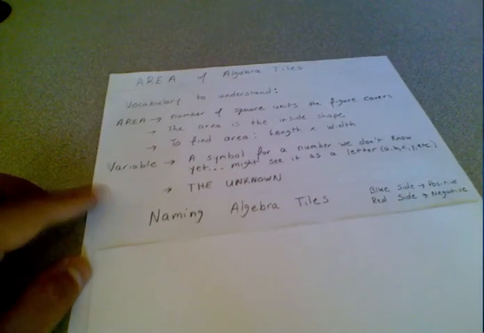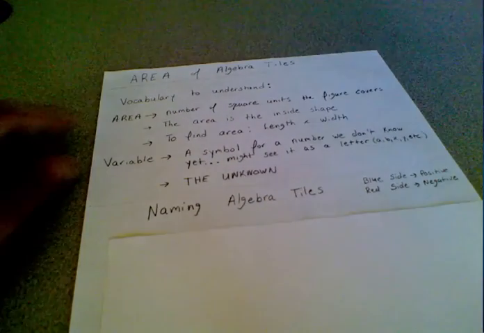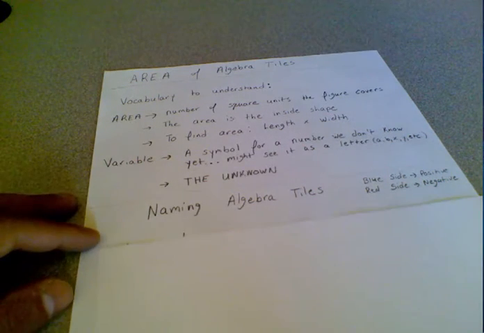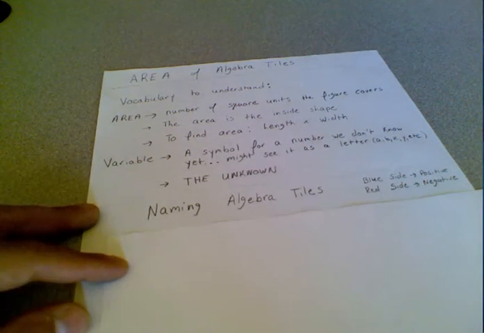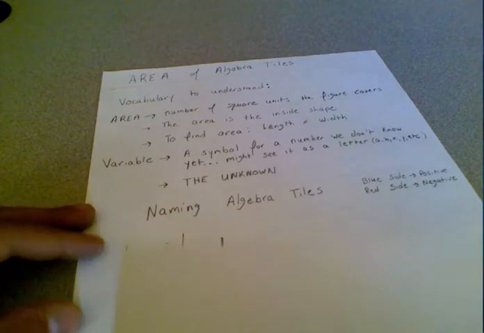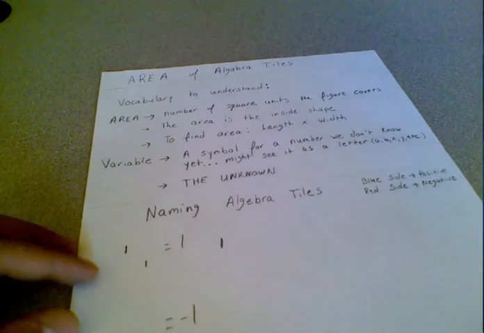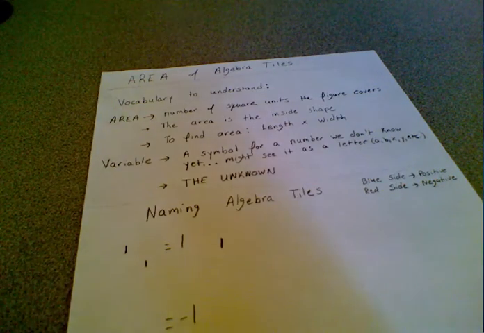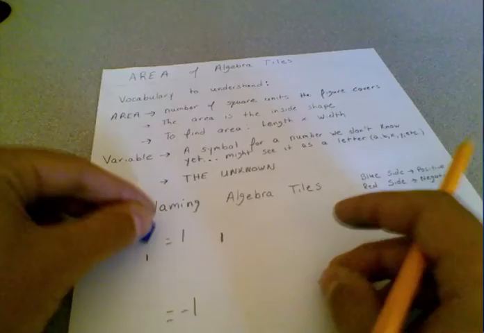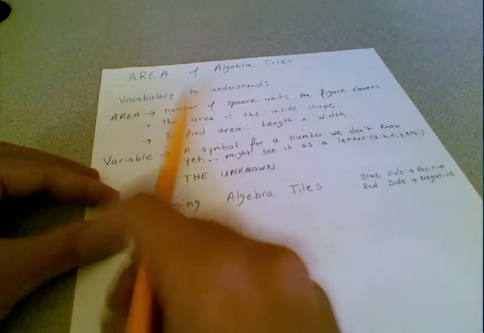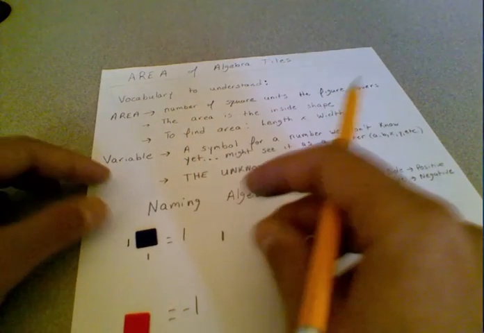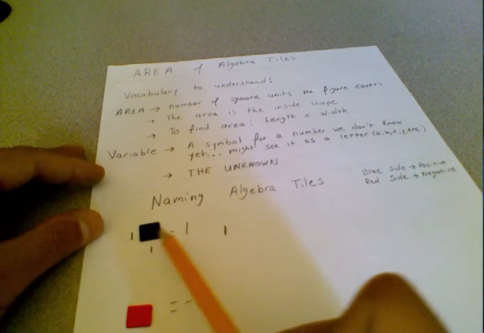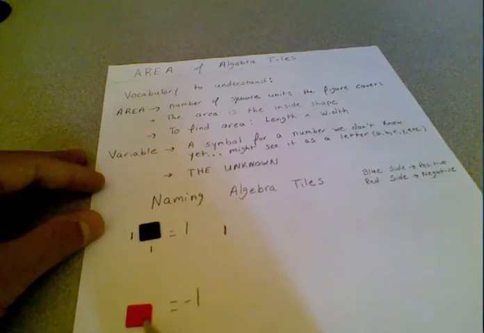All right, naming algebra tiles. So again, if you need to pause that area and variable to write that down, please do so. We're going to name some tiles here that you're going to see, and if I put a tile on my paper, I'd like you to put it on your paper as well, all right? Just as a quick review, we've already named these two tiles here, and again, we're naming it by its area. So we have our one piece and our negative one.